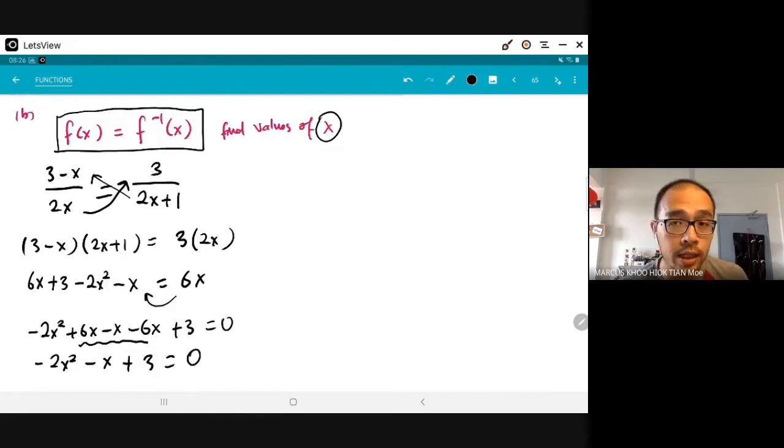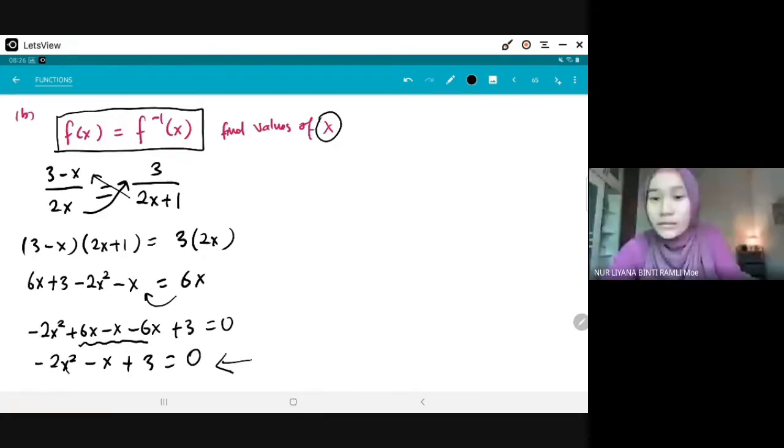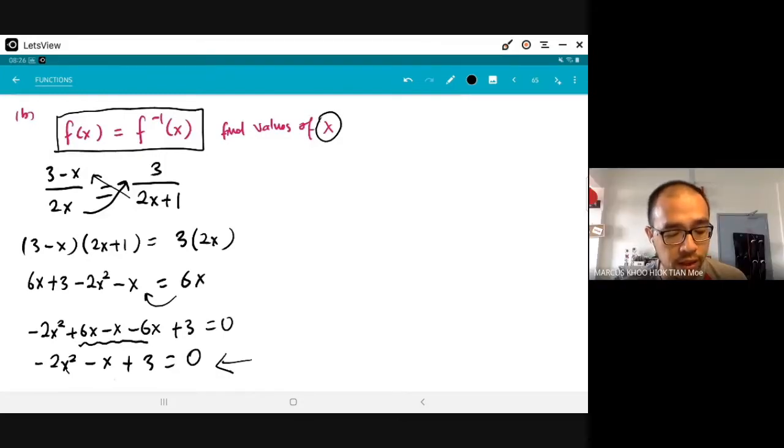And here I will ask you, have you already learned what to do? When you get here, does everyone know what to do? What should we do over here to find the value of x? Factorization. Alright, good. We have to use factorization. I'm not sure, were you taught the shortcut method, like using a calculator to get the answer directly, or the long method?